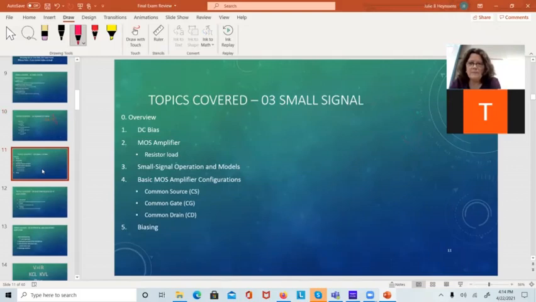Small signal. We looked at those four single transistor configurations: the common source, the common drain, the common gate, and the common source with source resistance. So you should be able to calculate Rin, Rout, and AV for any of those.